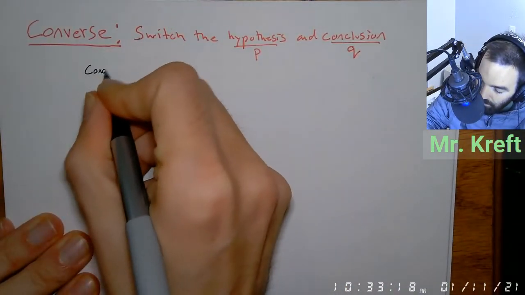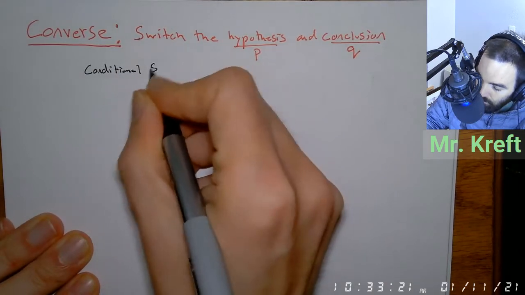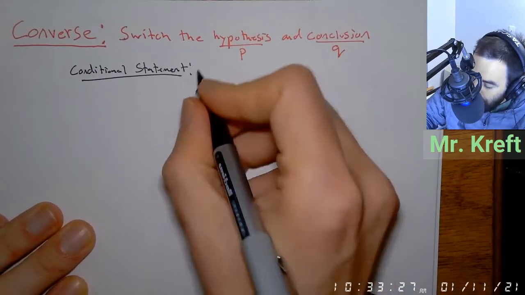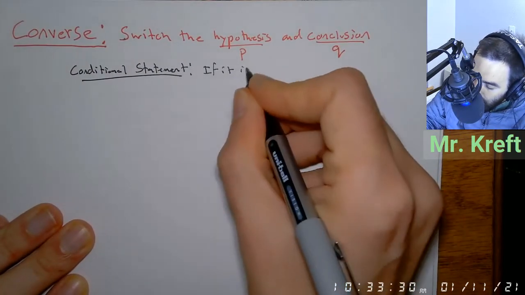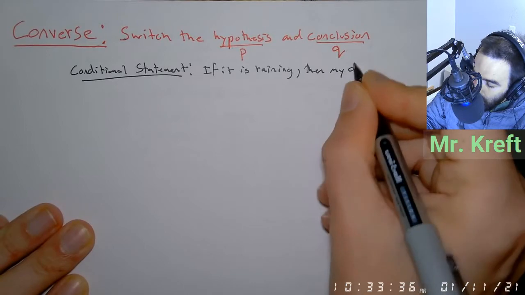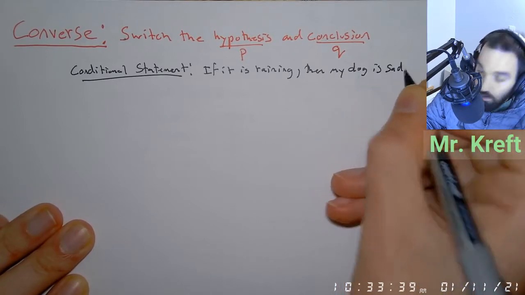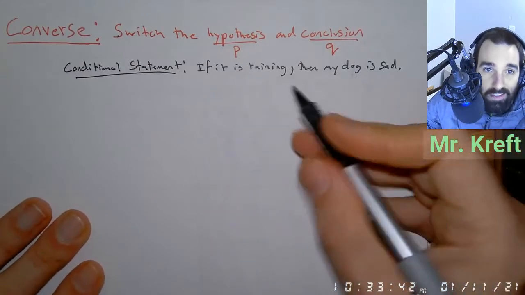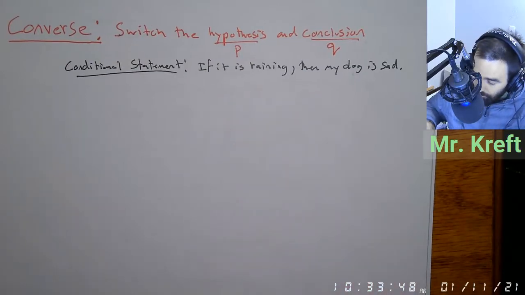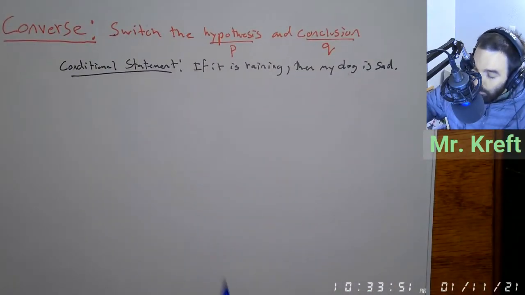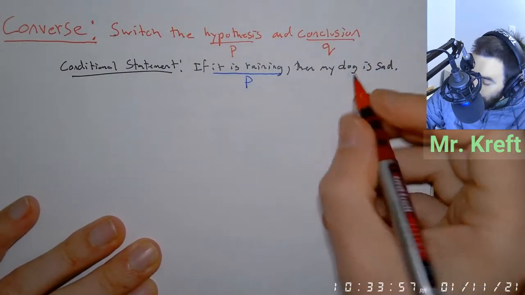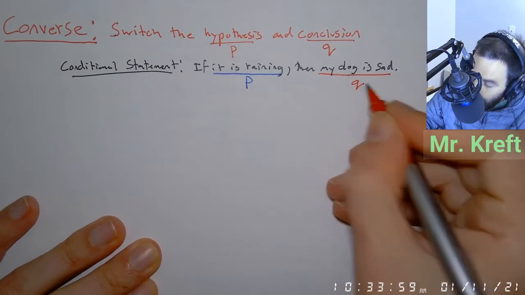So remember my conditional statement. So I had a conditional statement, and if I said, if it is raining, then my dog is sad. You don't need to write this down if you have it on the same page. I need to write it down because it's not on the same page. Okay, so I said, if it is raining, then my dog is sad. What color did I use? Okay, so it is raining was my P, and my dog is sad is Q.